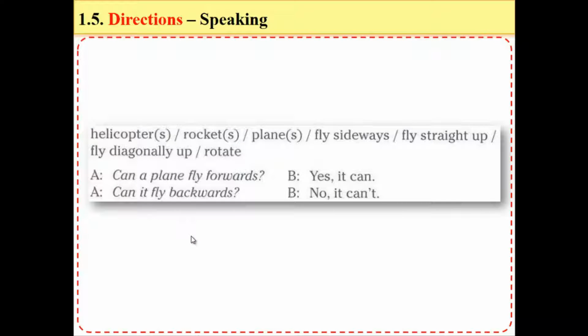And we move to speaking. Working in pairs, practice the dialogue. We have some work here: helicopters, rockets, planes; fly sideways, fly straight up, fly diagonally up, rotate. And this is the example. A: Can a plane fly forwards? B: Yes, it can. Can it fly backwards? No, it can't. Working there right now.